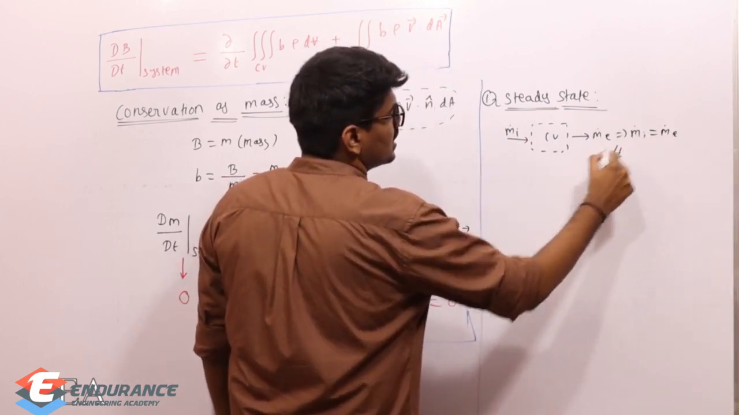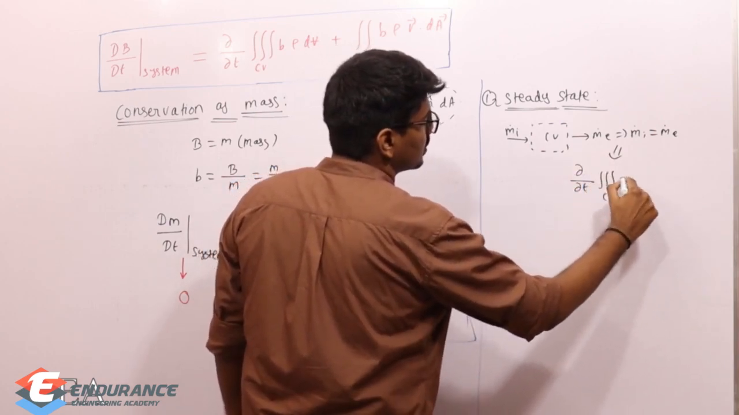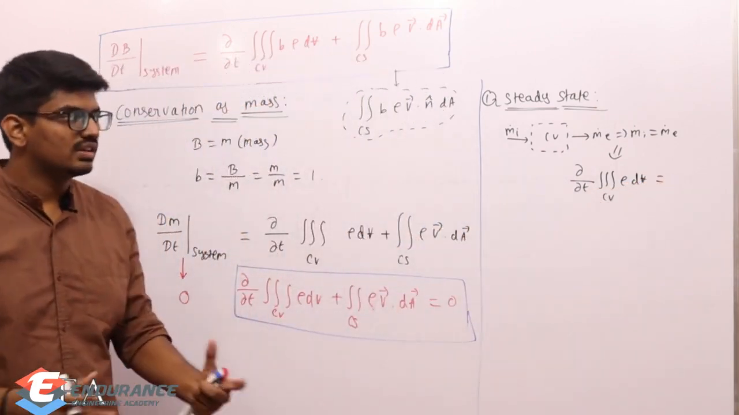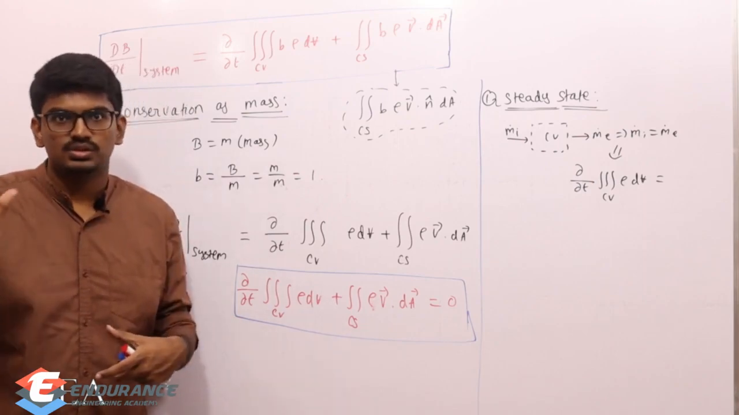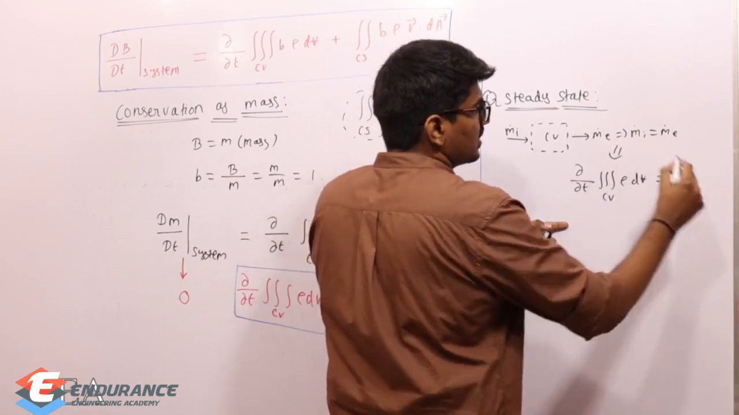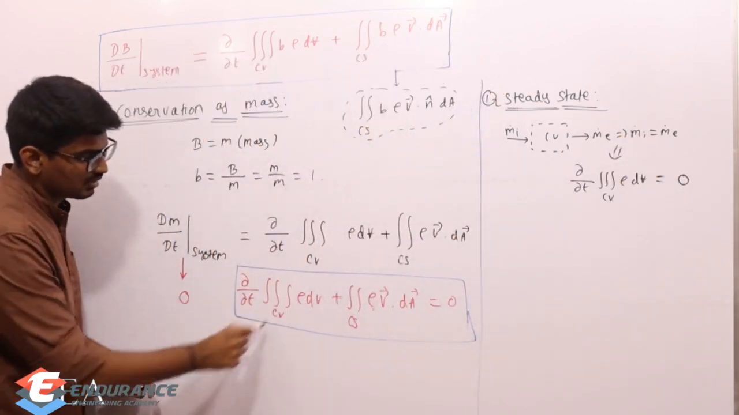So which clearly indicates that ∂/∂t of the triple integration over the control volume of rho into dV, this triple integration of rho into dV, is nothing but mass. So it's like the time rate of change of the property. In this case, the property is mass. So this is going to become 0. So this term will be 0.